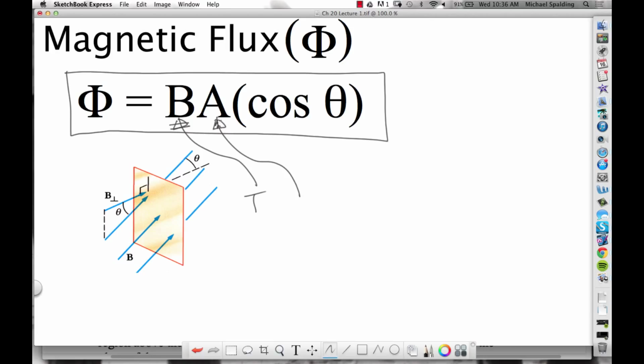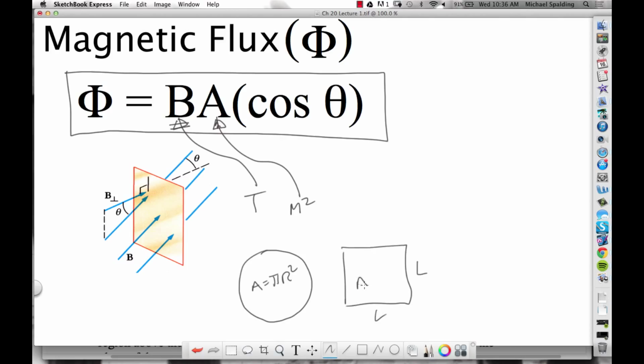So all these problems are going to involve some sort of loop. A is area, measured in meters squared. And the loop is either going to be a circle. How do you find the area of a circle? Pi r squared. Or it's going to be like a square, and in that case, you go length times length, right? Area would be length squared. Okay? That's how you do it.